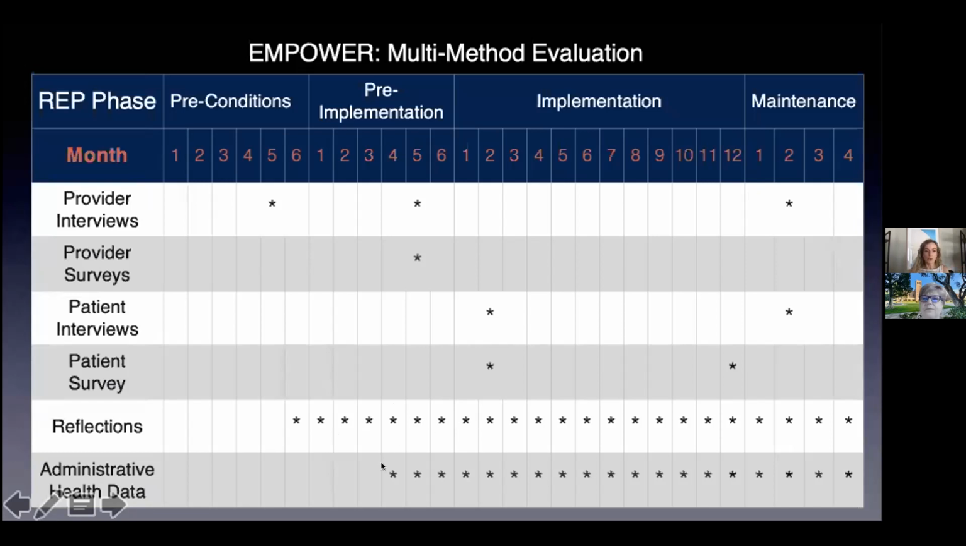And then we were pulling on administrative health data that was often collected in a monthly way. So things like use of the cardiovascular template in a month at a given site. So we were getting some quantitative data that was then interesting to integrate with the reflections, and we'll come back to talk a little bit more about that later as well.